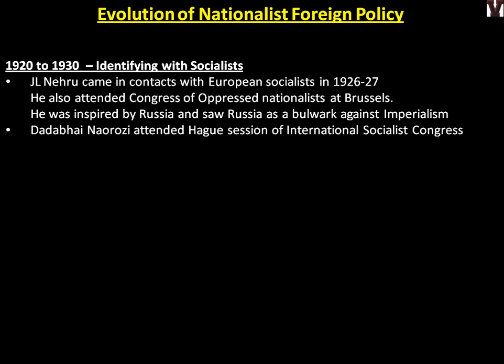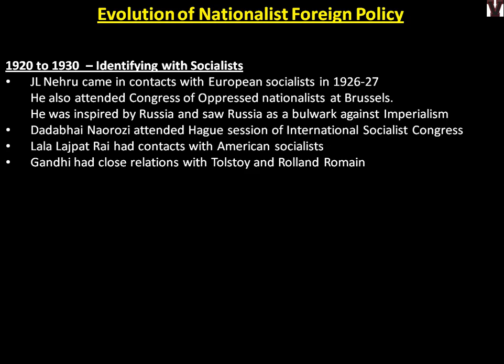Dadabhai Naoroji attended the Hague session of the International Socialist Congress. So it's not only Nehru; different leaders were attending different sessions of socialist and communist events across the world. Lala Lajpat Rai had contacts with American socialists. We have seen this. He had retired from politics and gone to America. Gandhi had close relations with Tolstoy. He had been in South Africa for almost 22 years, and he set up the Tolstoy farm. He was in relations with these leaders also, Tolstoy, Romain Rolland, and every leader is in some sort of contact with foreigners.